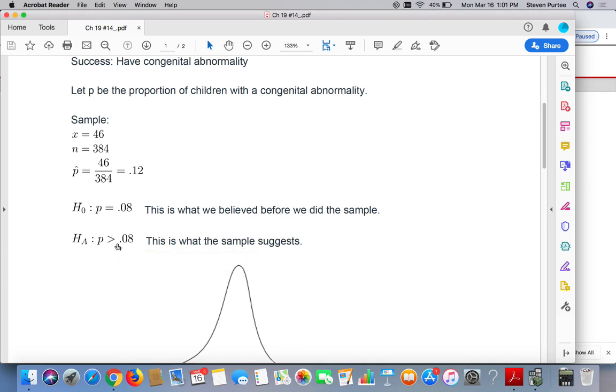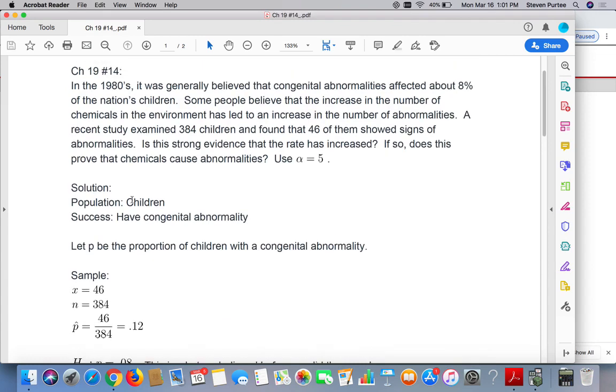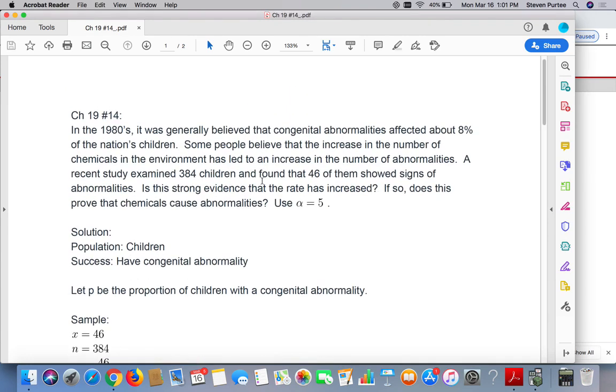Why did I choose greater than? Because 12 is bigger than 8. And because the problem told me to. Has the rate increased? Right there.